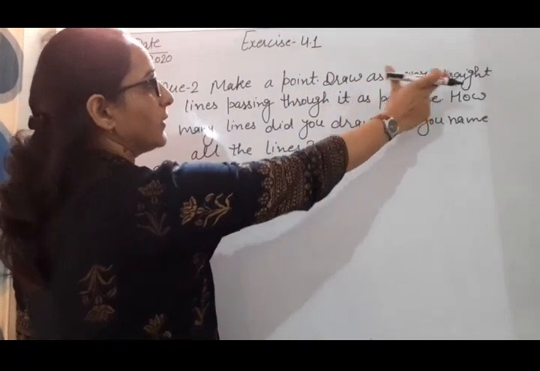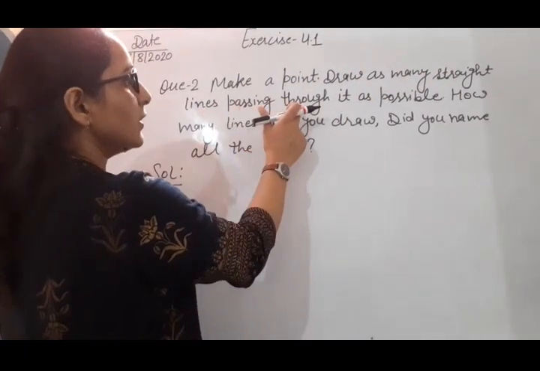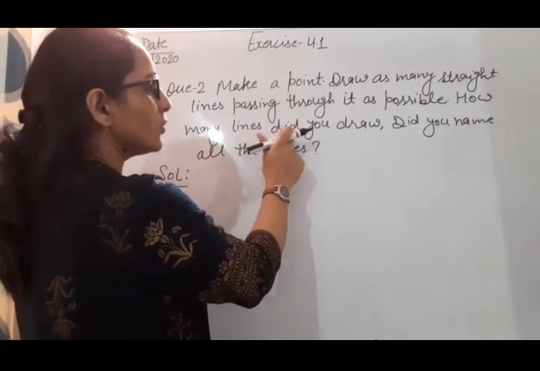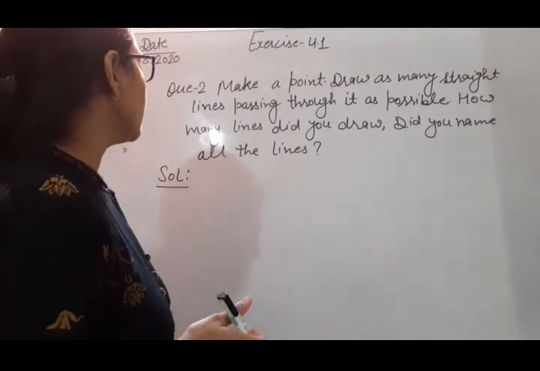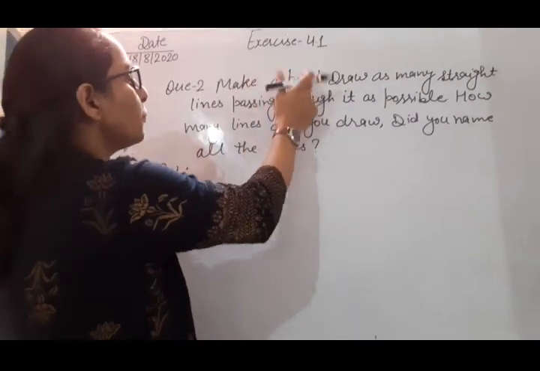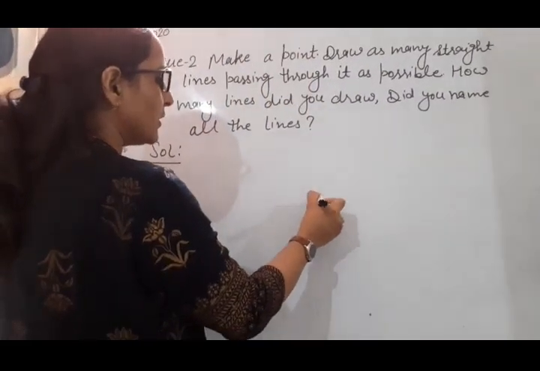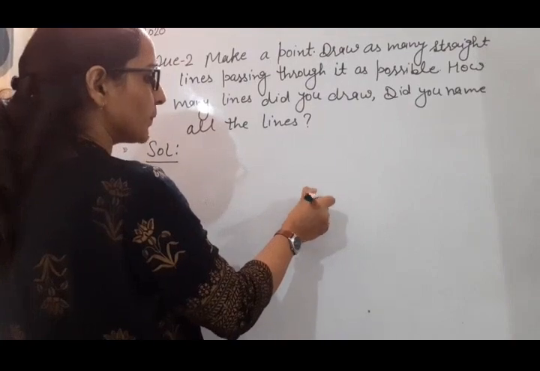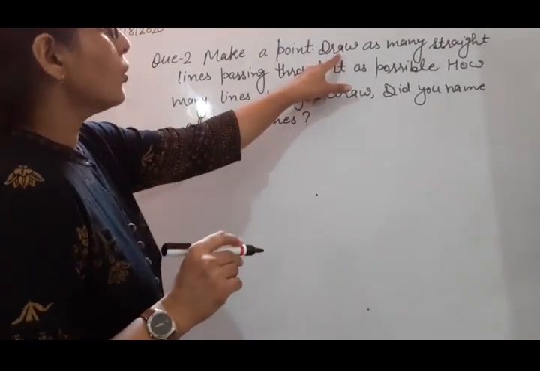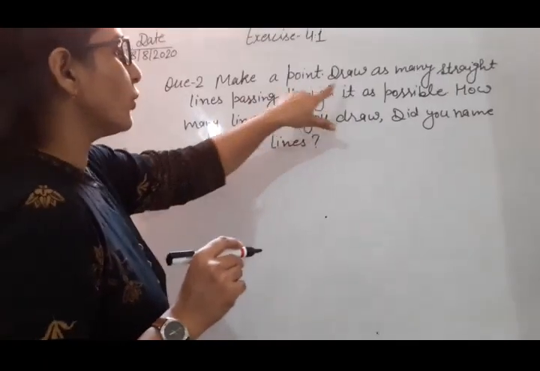Draw as many straight lines passing through it as possible. How many lines did you draw and did you name all the lines? The question is there. Make a point. Make a point means this one. This is the point. Clear? You can give any name: A, B, C, X, Y. Draw as many straight lines passing through it.